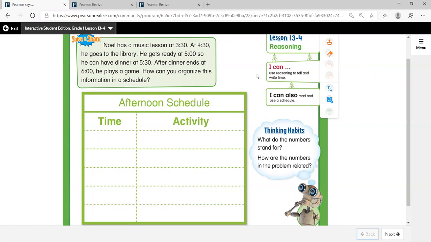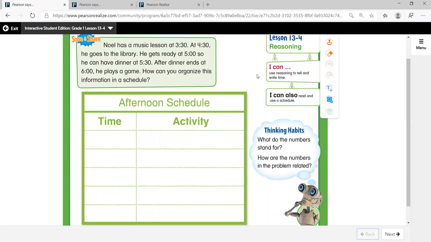Noelle has a music lesson at 3:30. At 4:30, he goes to the library. He gets ready at 5 o'clock so he can have dinner at 5:30. After dinner ends at 6 o'clock, he plays a game. How can you organize this information in a schedule?